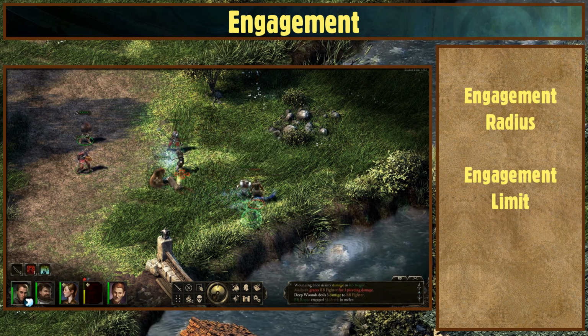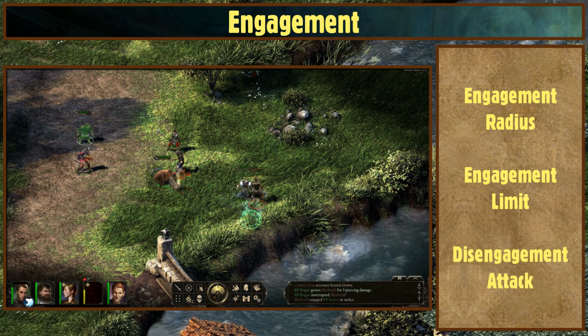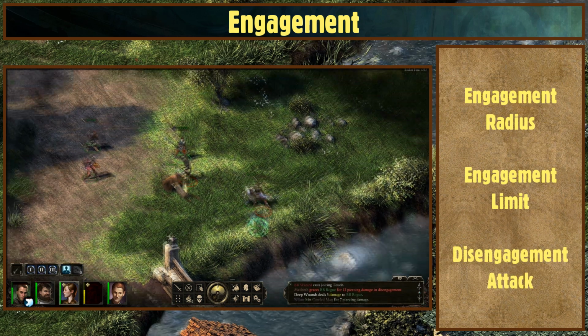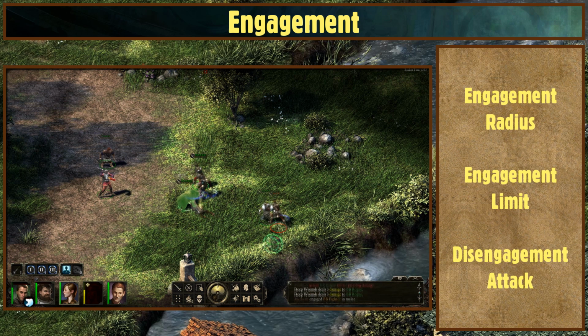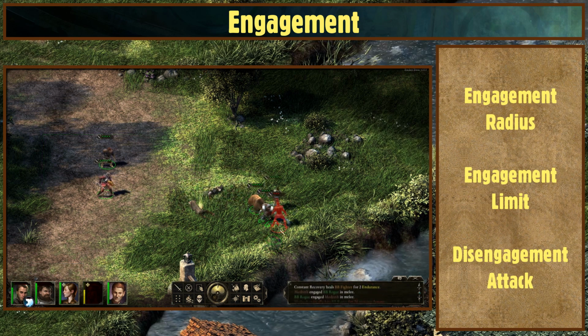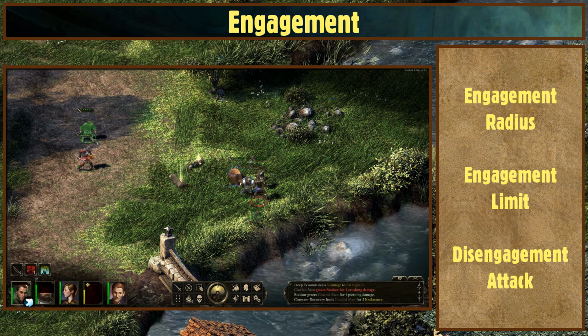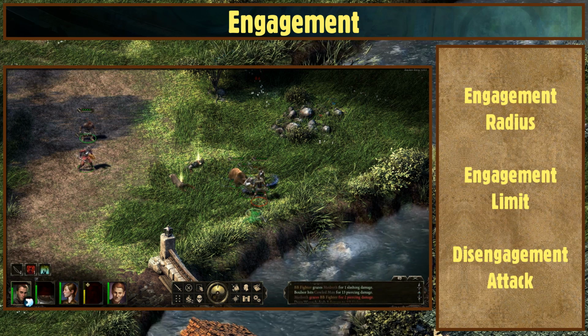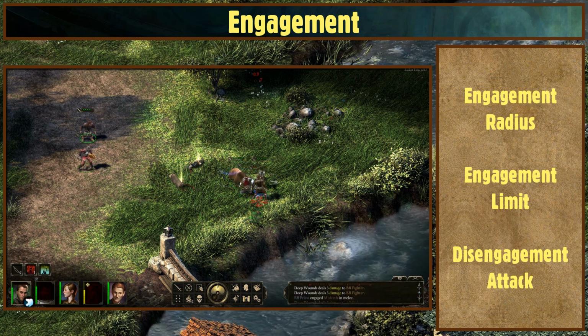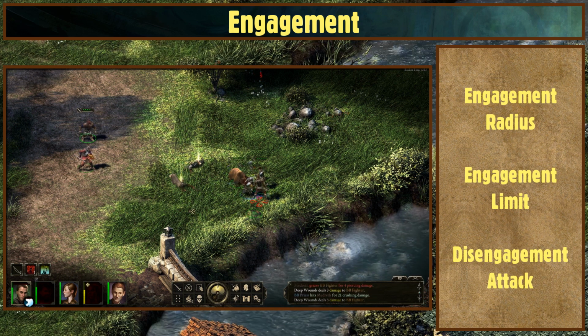If the target exceeds the engagement radius, a disengagement attack occurs. The attacker will gain a free action to attack the moving target within the limit of its engagement limit. The attacker's accuracy and damage output are increased. If the target is hit, its movement will be stopped for a little while before being able to move again.